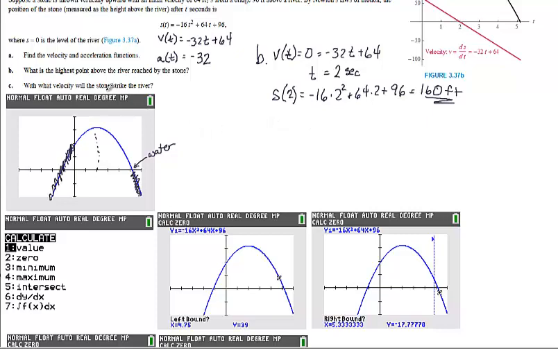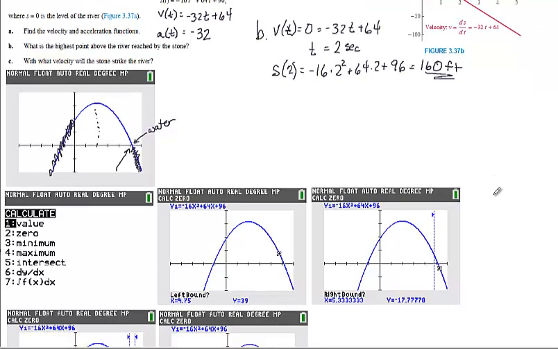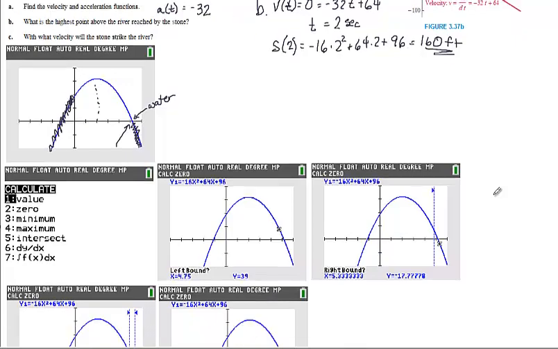With what velocity will the stone strike the river? Well, I need to know what that time is right there. You could use the quadratic formula if you wanted to, and that's what they go through in their section, their little content that they go over. I probably would have just used my calculator, so I'm going to show you how to do that.